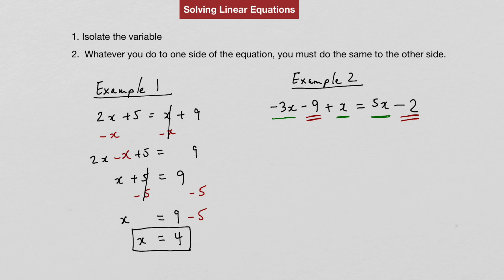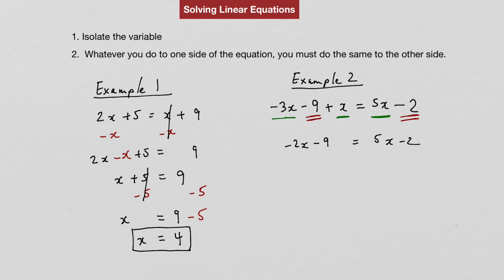There are actually a few different ways to approach this. The simplest way is to combine negative 3x and x together first, because we have 5 terms, 1, 2, 3, 4, 5, and there's a lot of pieces to deal with. We want to simplify as much as we can before we start moving things around. Negative 3x plus x is negative 2x, and then we just write everything else out. Minus 9 is equal to 5x minus 2.